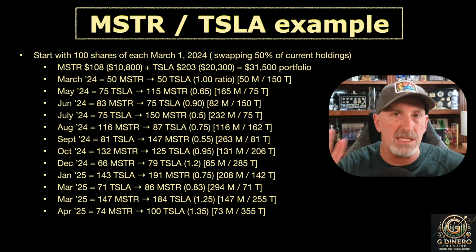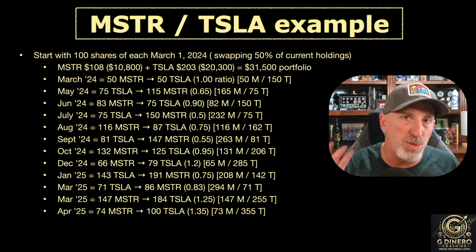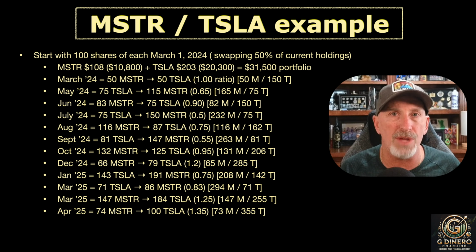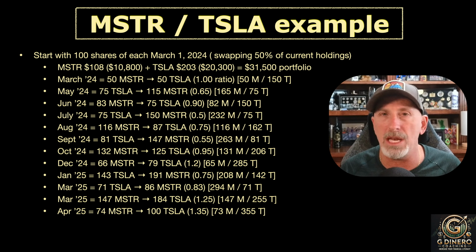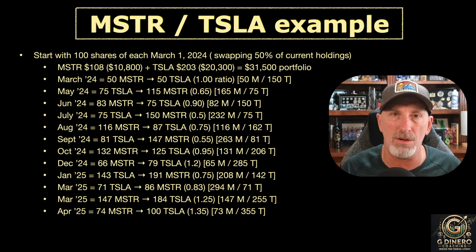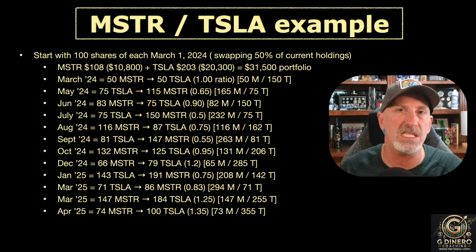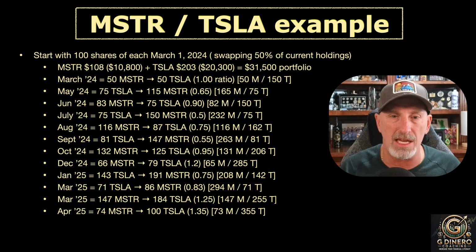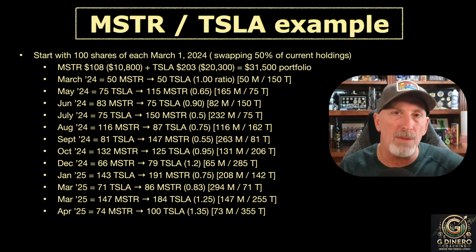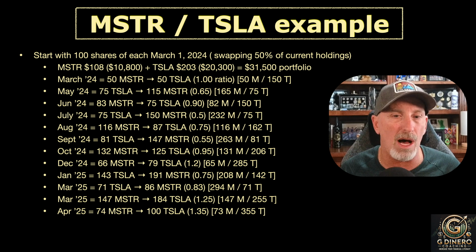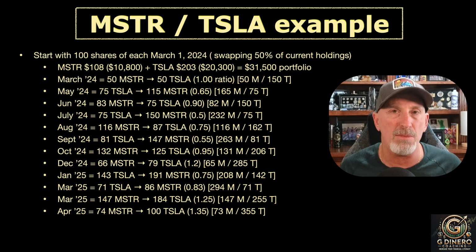So in this example, swapping 50% of your current holdings, you'll never go to zero in any one asset. It leaves you with at least some of each asset at the end of the day. By the end of this example, you were able to take every single one of the swaps, and you're left with 73 MicroStrategy and 355 Tesla. Okay?